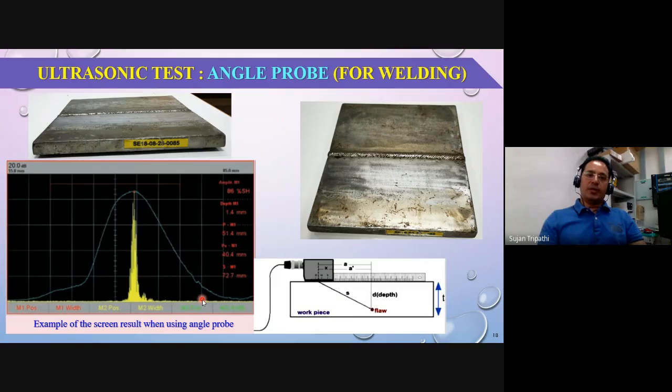Here we can see the angle probe for the welding. You can see a graph. I have shown this already. So this is the configuration, how we keep the transducer and how we locate the depth of the flaw and how we see the graphs here.